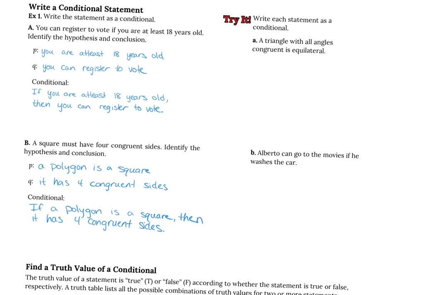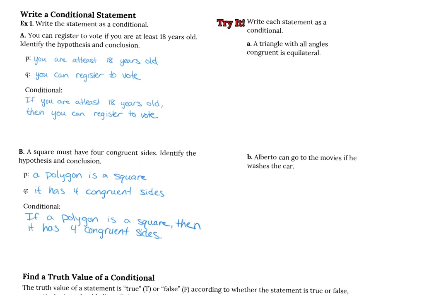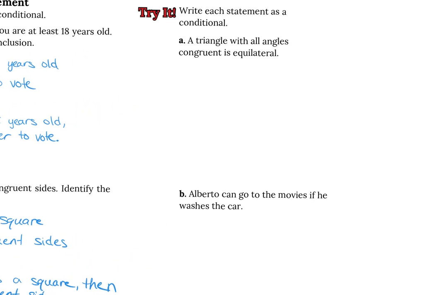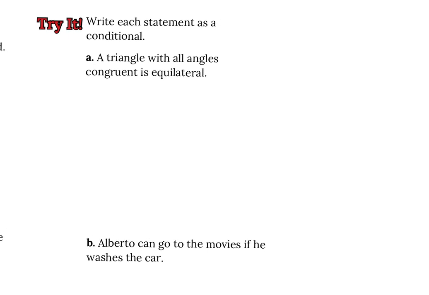All right, so looking at our try it. First one, a triangle with all angles congruent is equilateral. I can set it up by finding my P and my Q separately and then creating my conditional, or I can create my conditional all at once. I'm going to create my conditional all at once. First I want to identify my hypothesis. My hypothesis is that I have a triangle, and that triangle has to have all angles that are congruent.